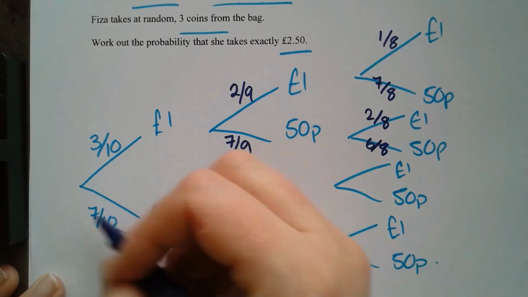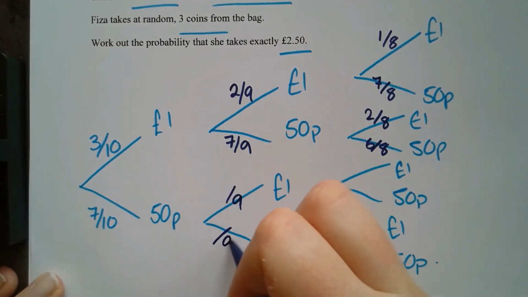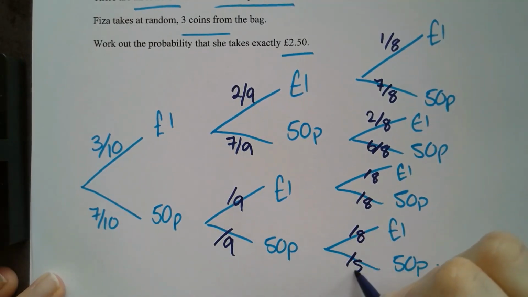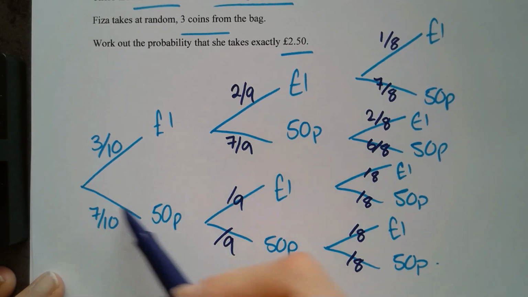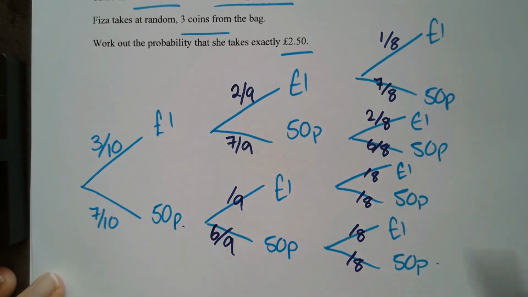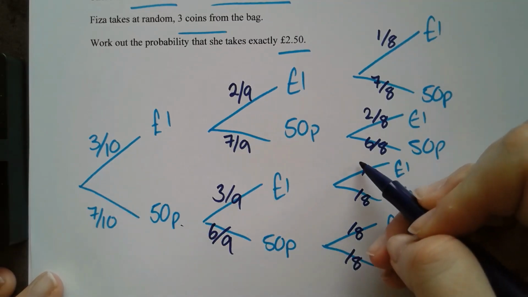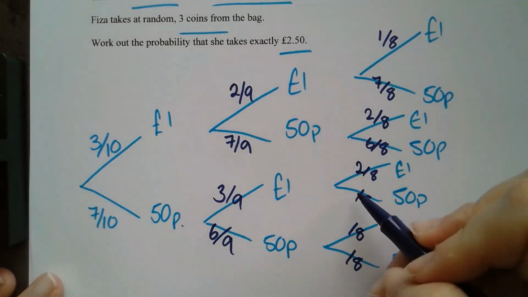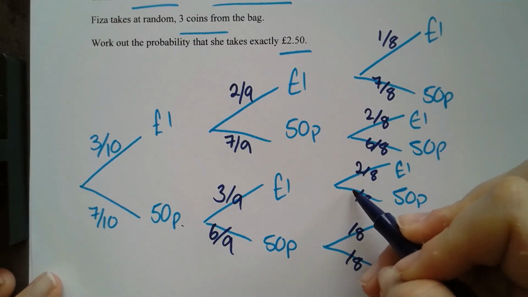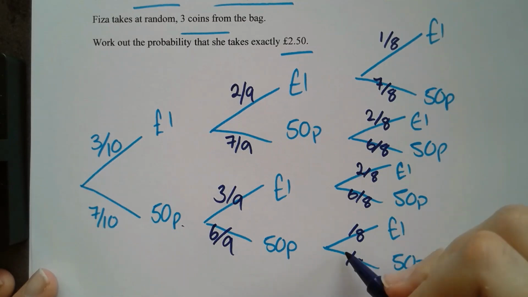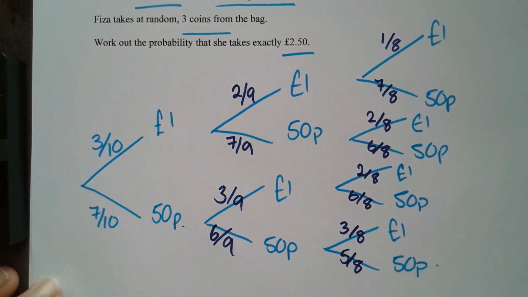We can then fill in the rest in the same kind of way. These are out of 9 and these are out of 8 because they are the second and third picks. If I've picked a 50p, there's only 6 left, but there'll still be 3 £1 coins. If I have picked £1 and a 50p, this will be 2 out of 8 and this will be 6 out of 8 because there's still 6 left. If I've picked 2 50ps, there's going to be 5 left and there will still be 3.